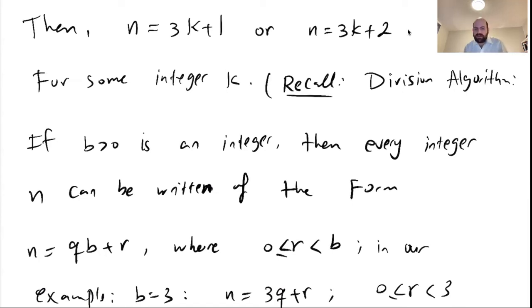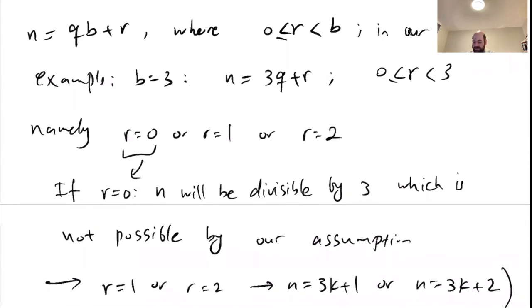The division algorithm says whenever you have a positive integer b, any integer n can be written of the form qb plus r. q is called the quotient, r is called the remainder, and the feature of the remainder is that it is always bigger than or equal to 0 and less than b. In our case, b is 3, so n is of the form 3q plus r or 3k plus r, doesn't matter, and r is less than 3, bigger than or equal to 0. And there are only 3 integers which are bigger than or equal to 0 and less than 3. Those are 0, 1, and 2.